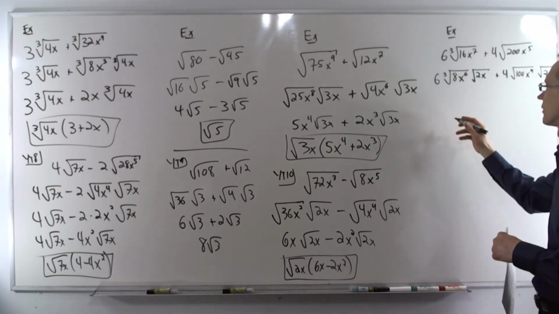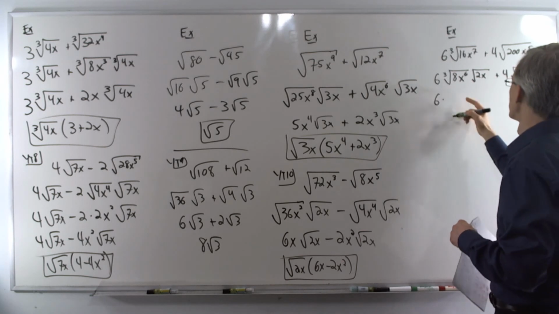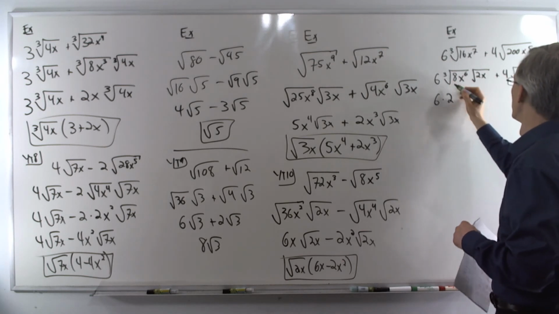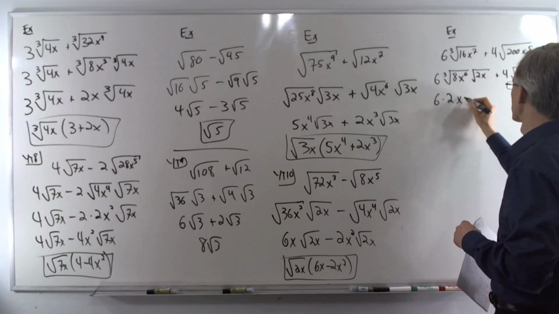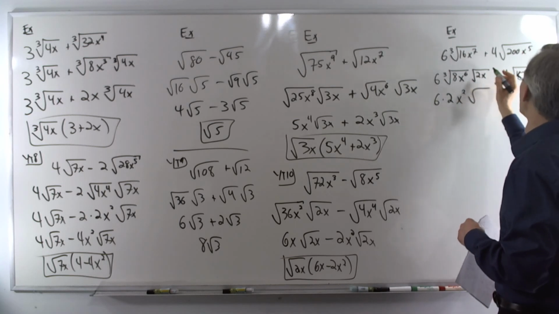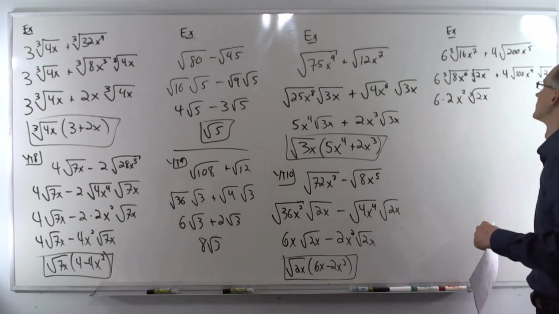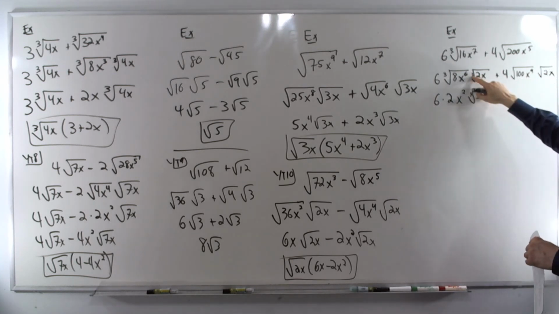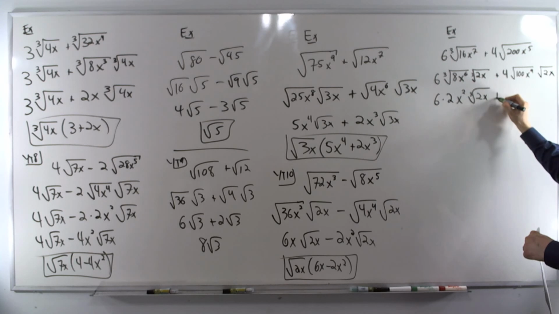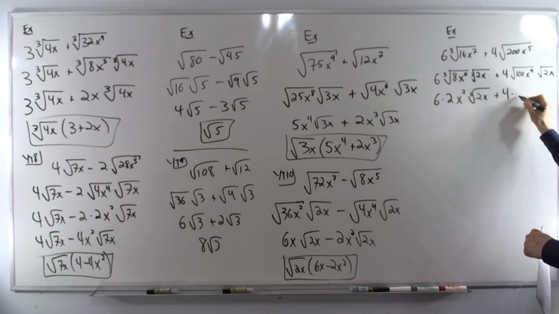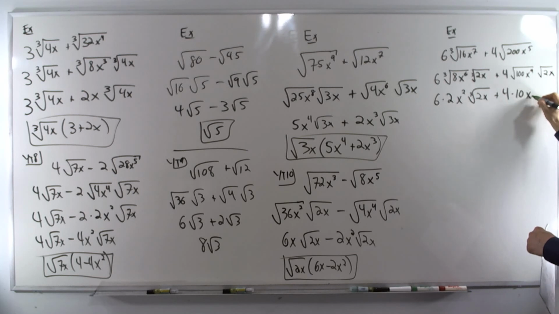All right, simplifying over here, we get 6 times the 3rd root of 8 is 2. The 3rd root of x to the 6th is x squared times, whoops, messed up there. That should be the 3rd root of 2x. All right, make sure you get that. I forgot that. Plus 4 times the square root of 100 is 10. The square root of x to the 4th is x squared times the square root of 2x.